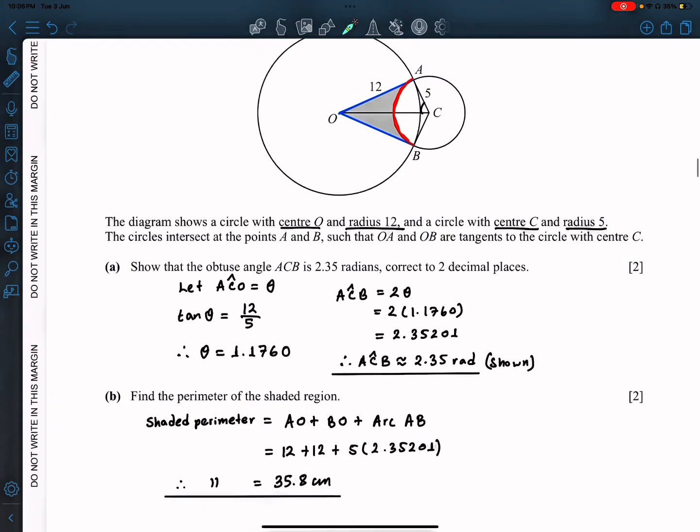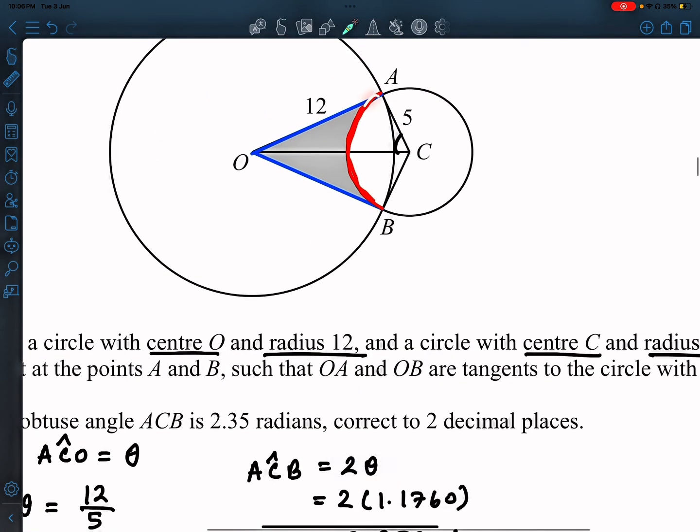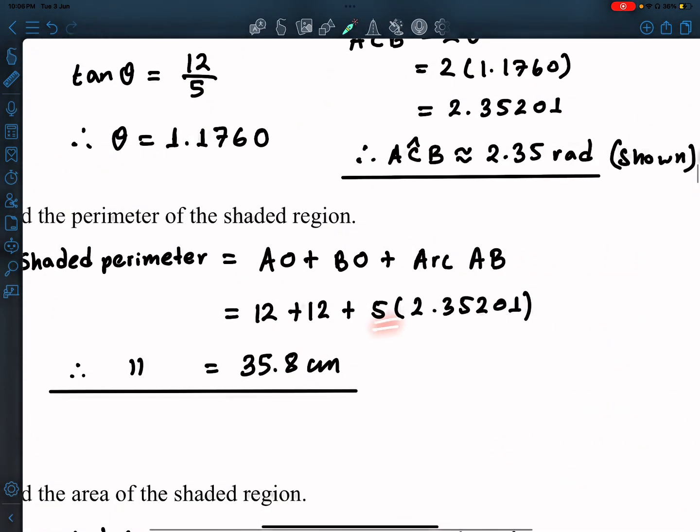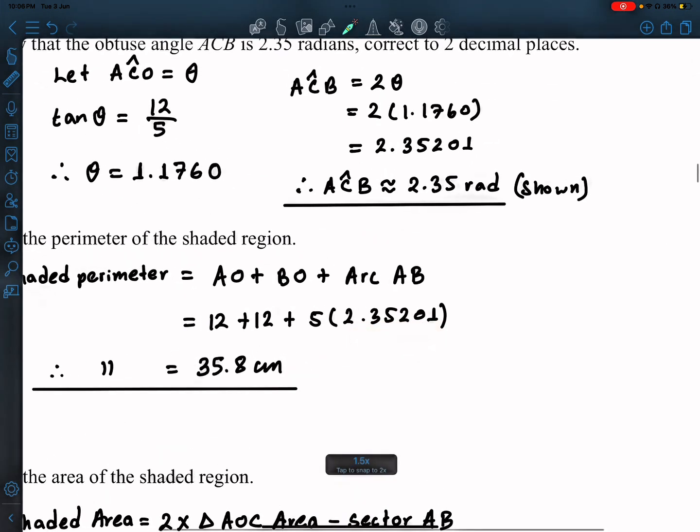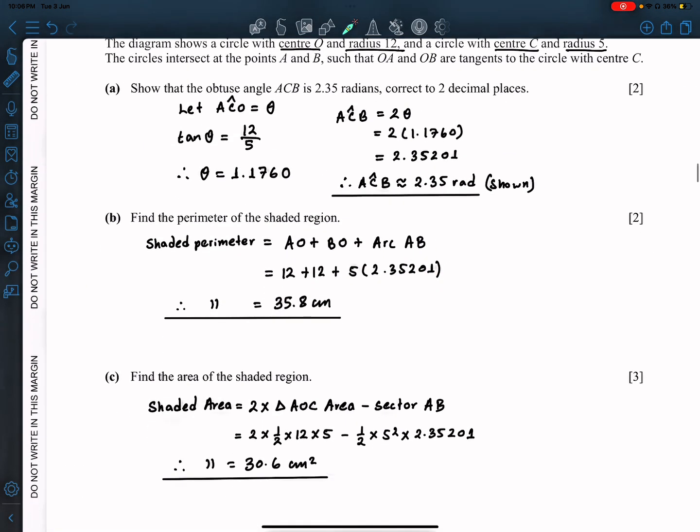So which circle are we using to find this arc length? We're using the smaller circle, so we will use r equals 5. And what angle are we using? It's ACB. Here, we take the angle to more than 2 decimal places, because that would give us a more accurate final answer. Once we solve this, we get the shaded perimeter to be equal to 35.8 centimeters.